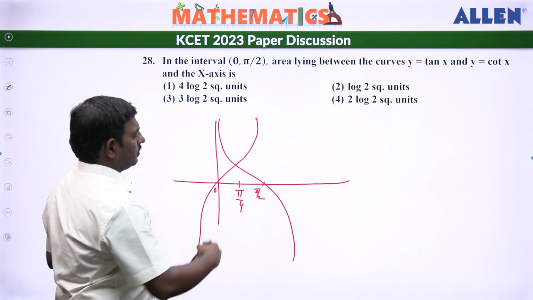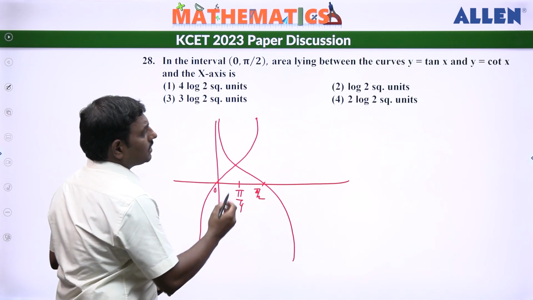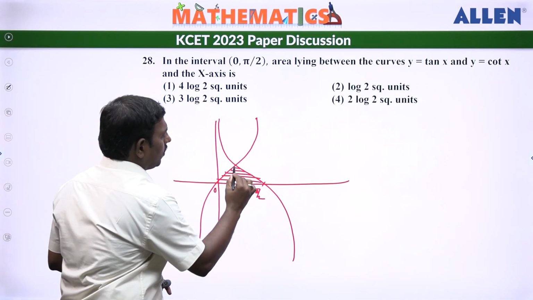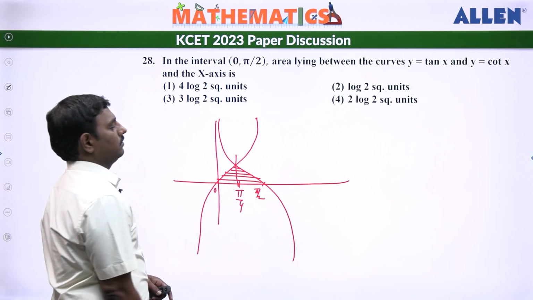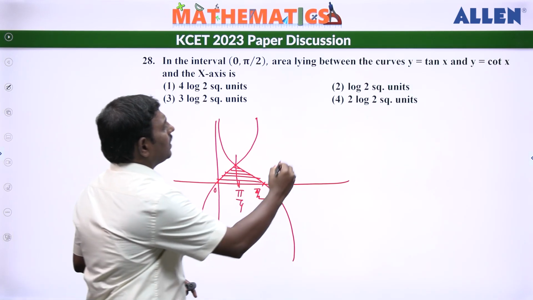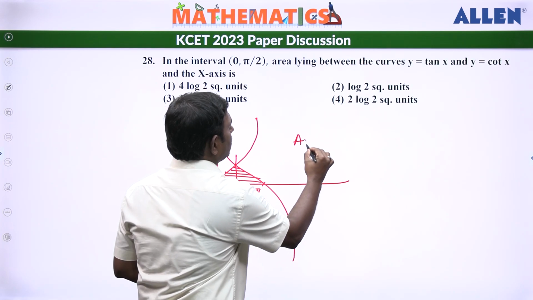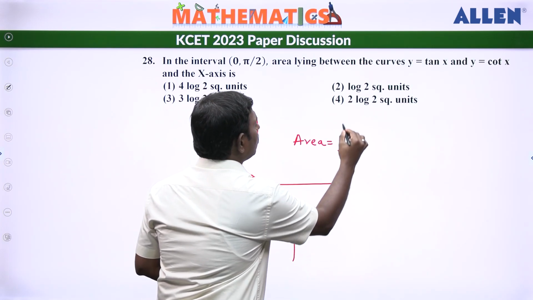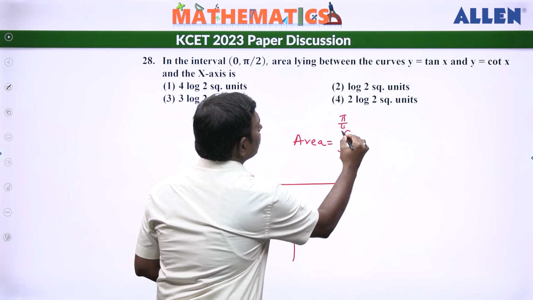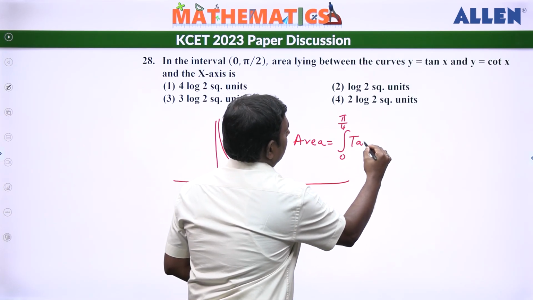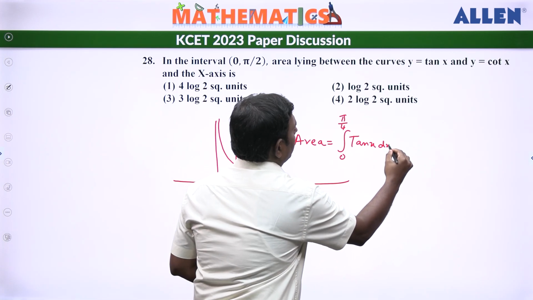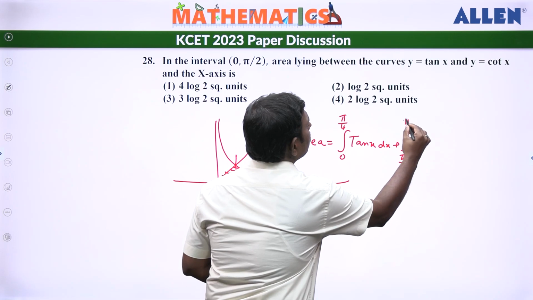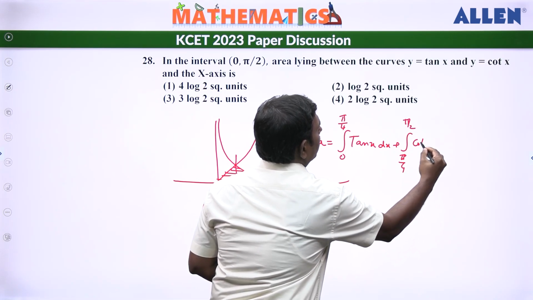Now you can look at the function, both are intersecting at pi by 4 and he is asking to find the area bounded by the x-axis. So the area is equal to the integral 0 to pi by 4 of tan x dx plus the integral pi by 4 to pi by 2 of cot x dx.